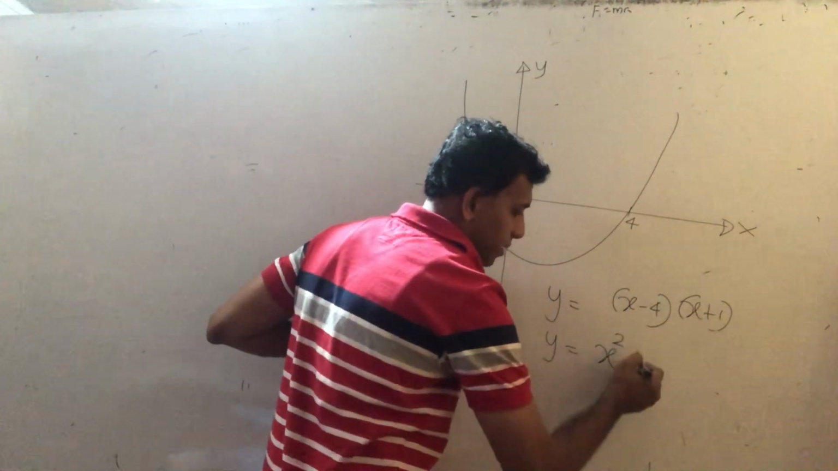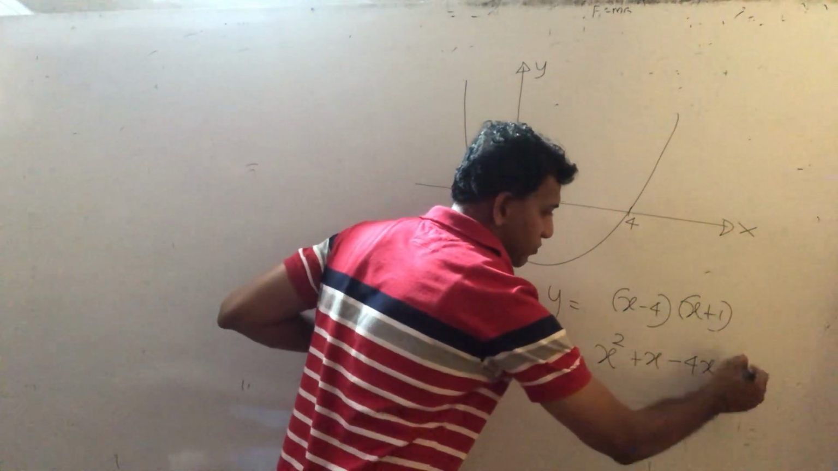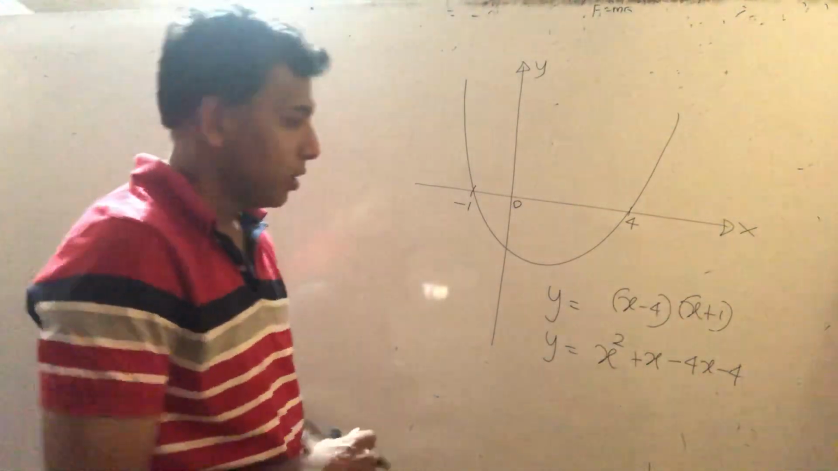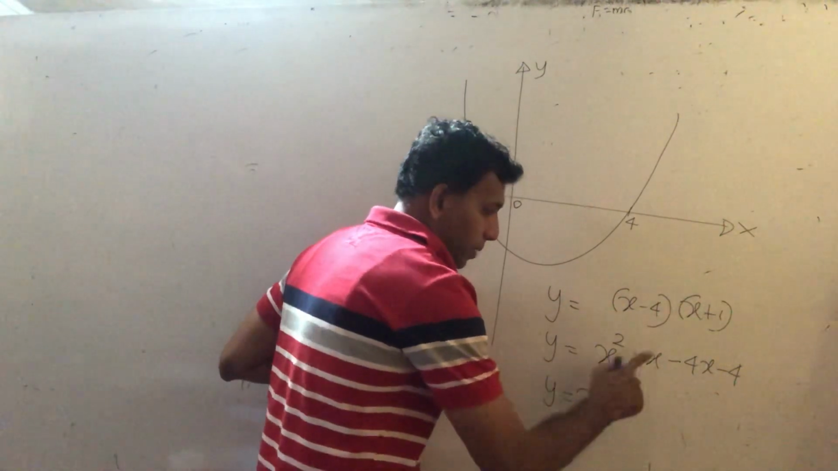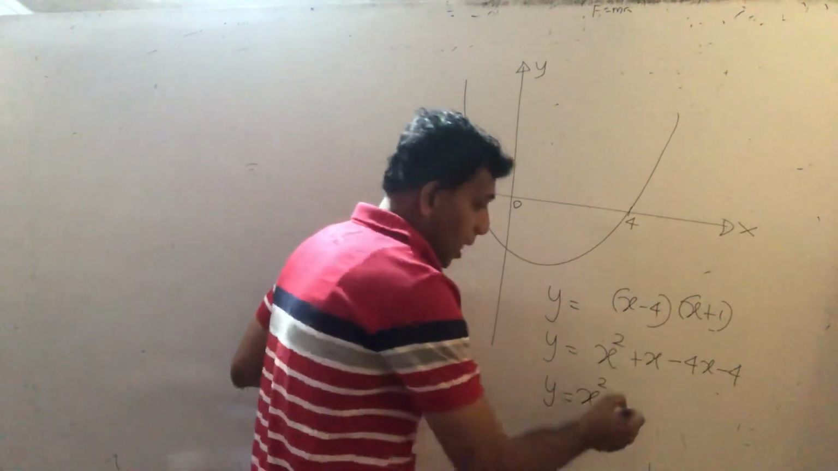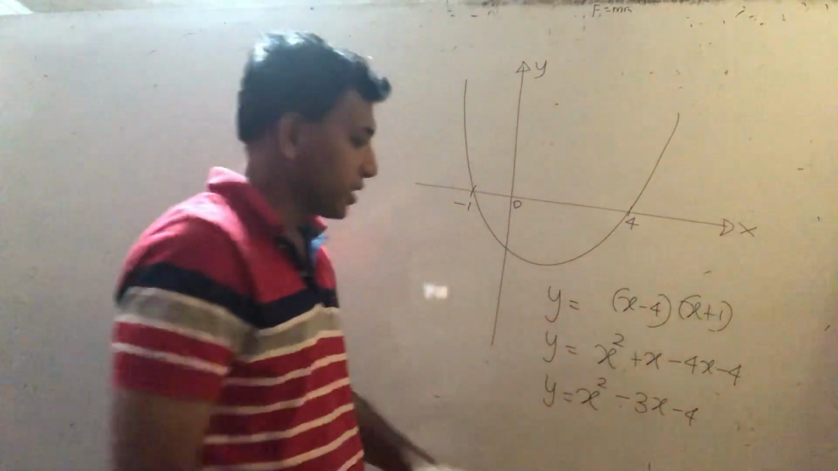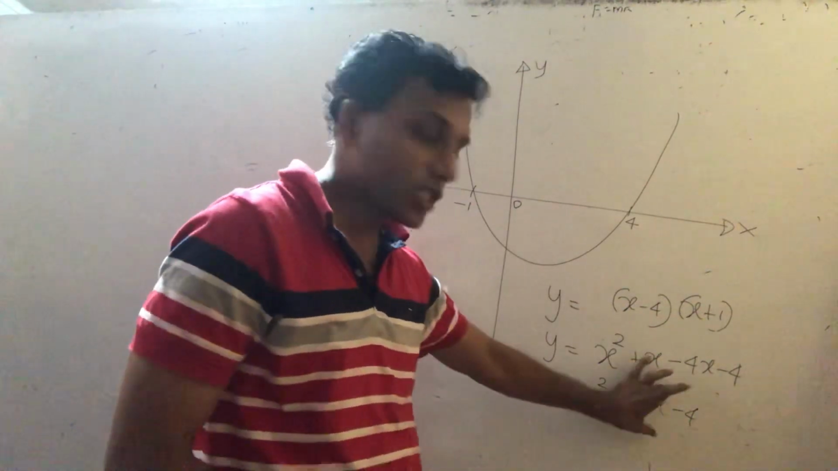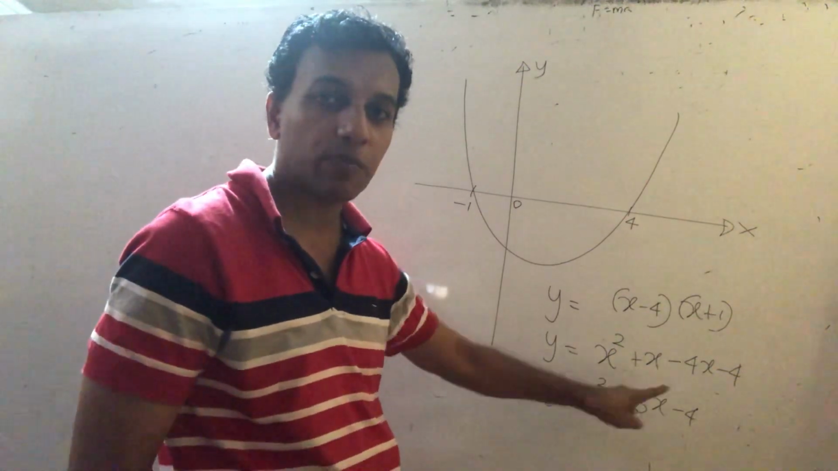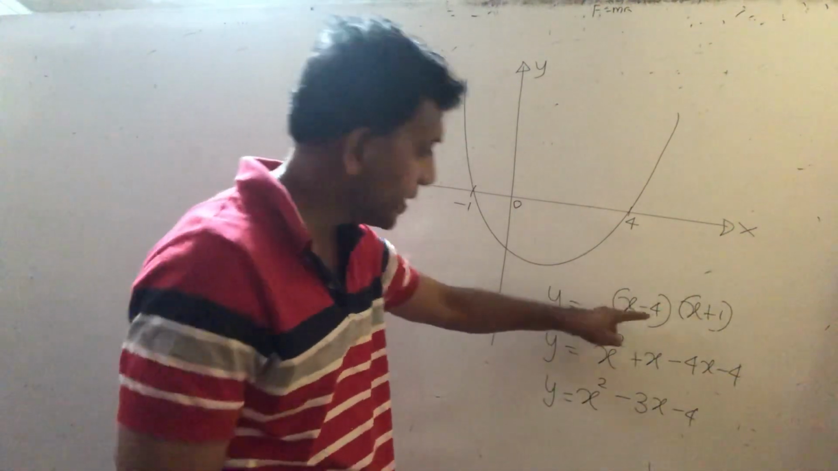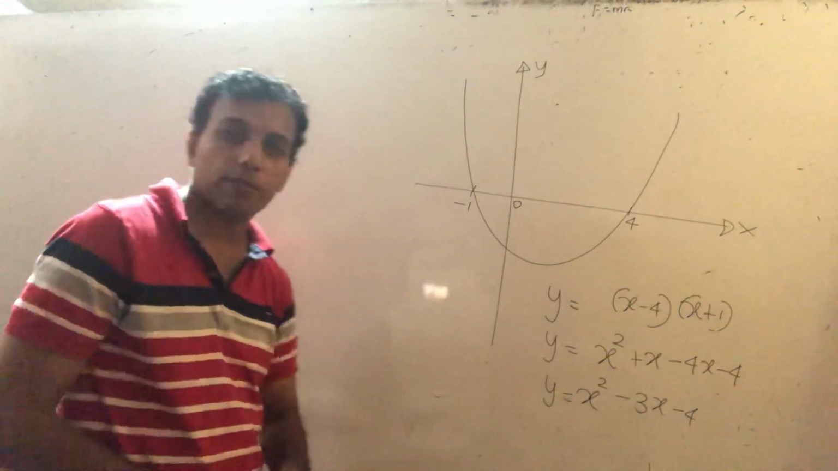x into plus 1, plus 1x, minus 4x, minus 4. Therefore y equals x square plus 1x minus 4x minus 4, so x square minus 3x minus 4. This I said in the very first video. This is called the general form of the parabolic function, ax square plus bx plus c, right? But this is called the intersection pattern. You can get this pattern, it's the answer for such a problem.